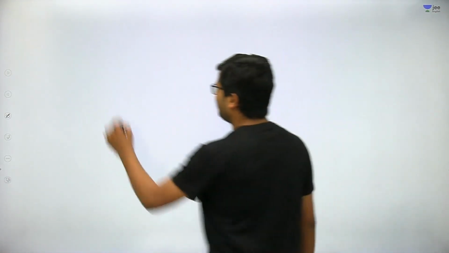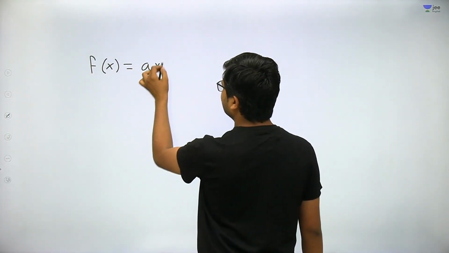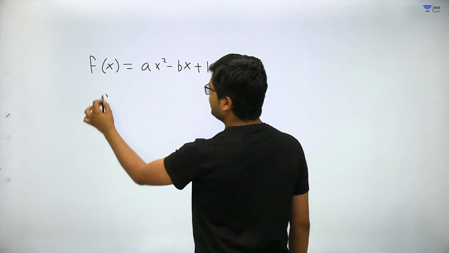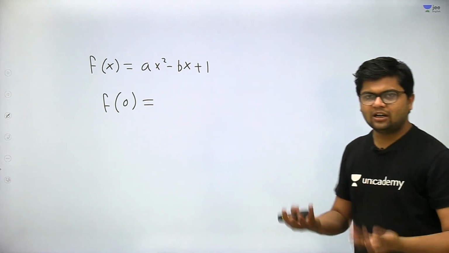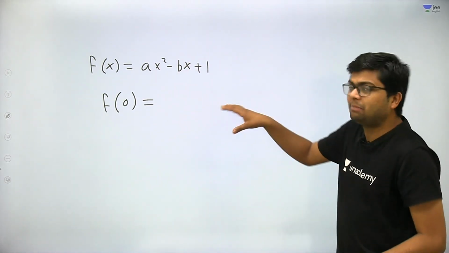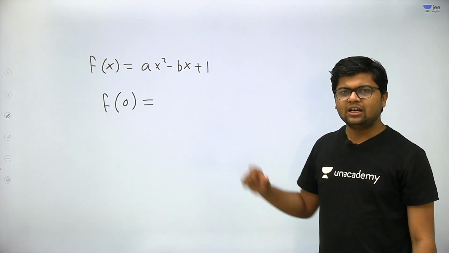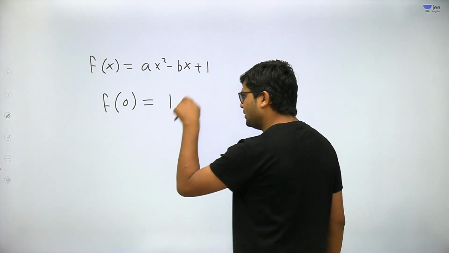Now I have been given the quadratic as f(x) equals ax squared minus bx plus 1. I can easily find out the value at 0, because I do not want to be dependent on a and b, as I do not know the sign and value of a and b. Therefore I put the value 0. So f(0) comes out to be 1, which is positive.